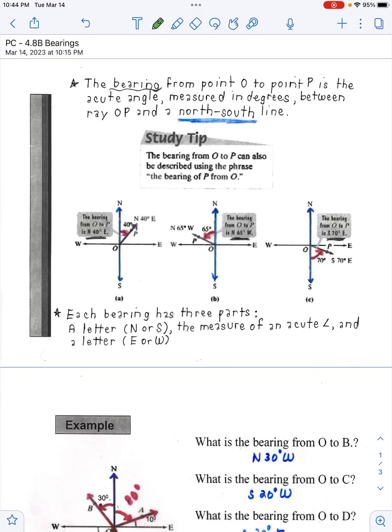This is the lesson for Friday, March 17th, 4.8b on bearings.